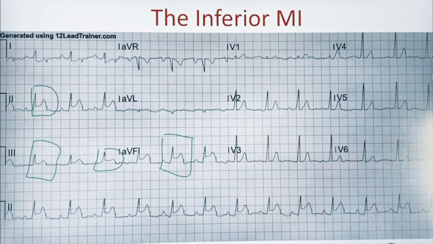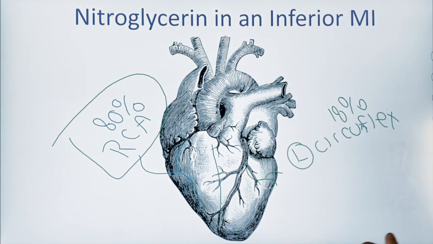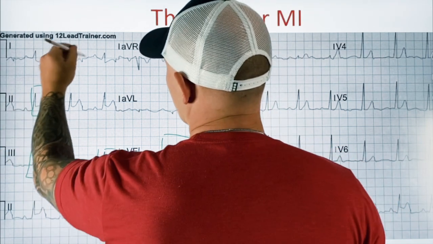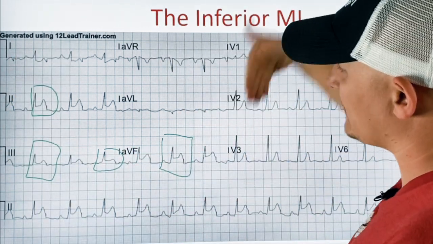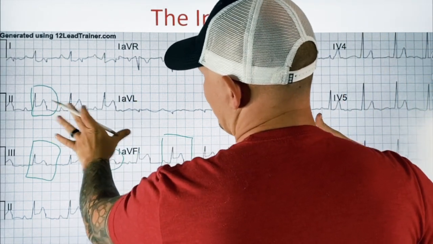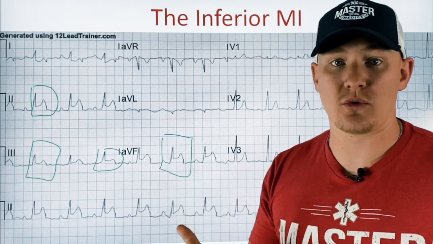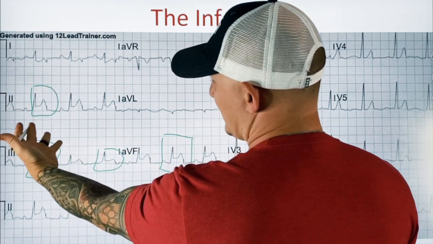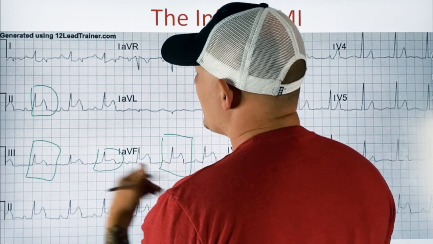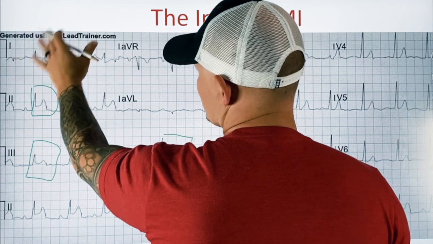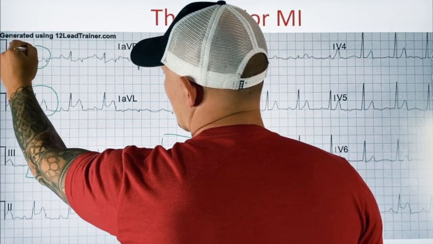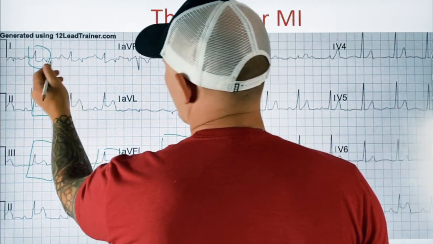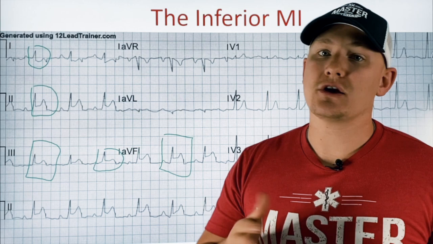Now, we do know that we have two separate vessels that could be the culprit here. How do we find out which one is actually the culprit? The best way, and it's not a perfect science, is to look at lead one. Lead one is a high lateral lead looking directly opposite of what these leads are looking at. So what we would be looking for is reciprocal, or opposite, changes. This one has ST depression, which is basically the opposite of the ST elevation we'd be looking for in the inferior leads. That tells us we have reciprocal changes in lead one. If you see ST depression or reciprocal changes in lead one, that is indicative of an RCA blockage. If you have no ST depression or reciprocal changes in lead one, you're probably looking at left circumflex.